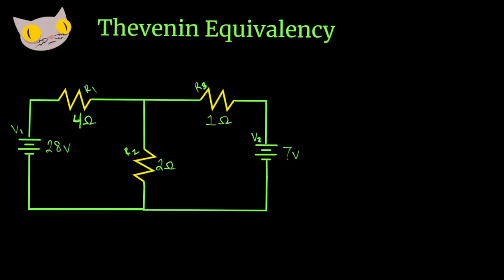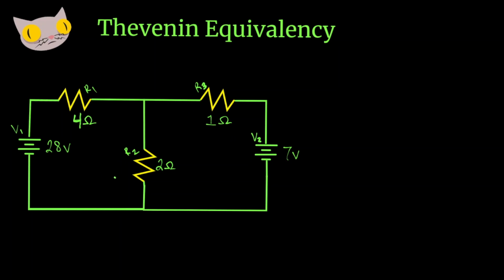Today let's talk about Thevenin equivalency. So we have our circuit here. This is going to be a simple example, something you might find in an introductory circuit course. We have our two voltage sources, 28 volts and 7 volts. We have two voltage sources and 3 resistors.